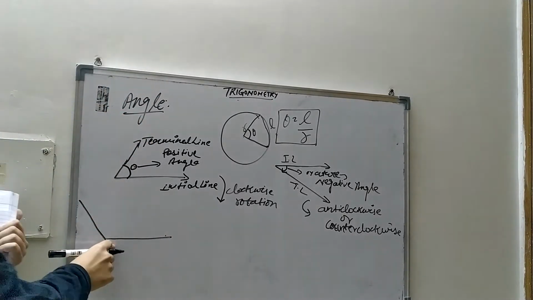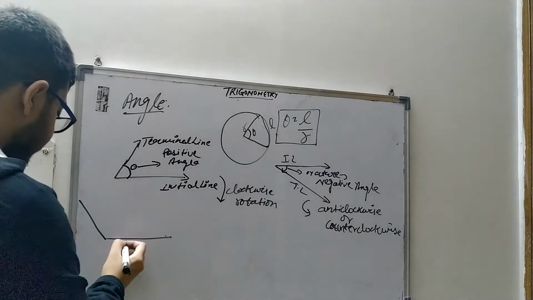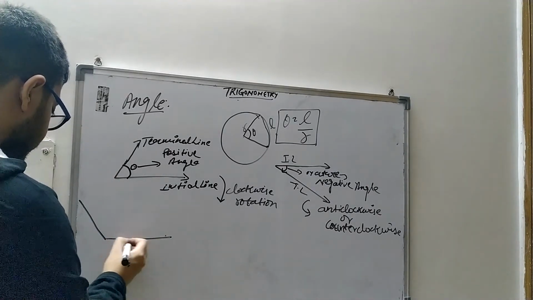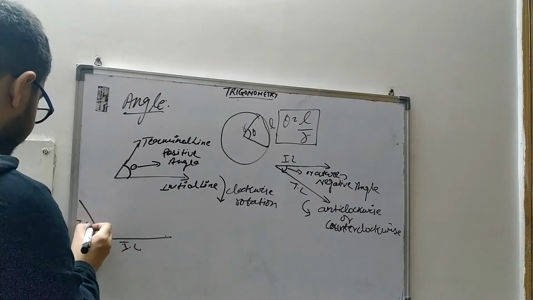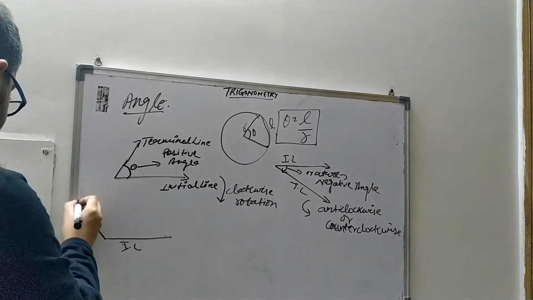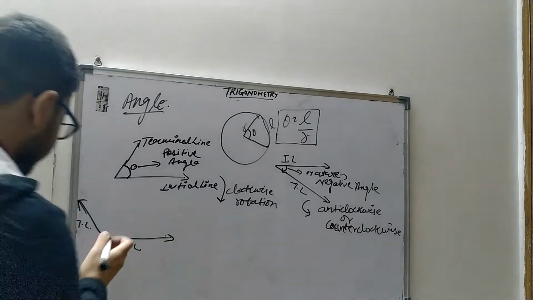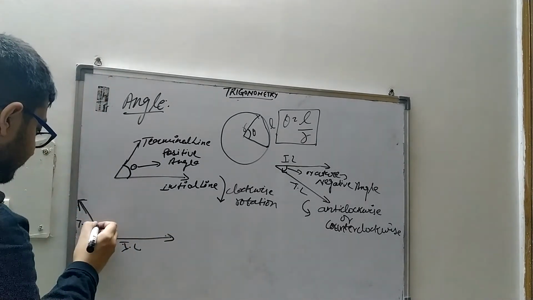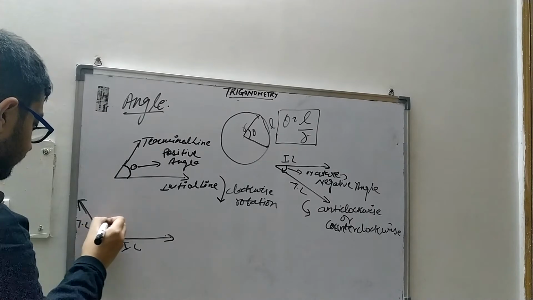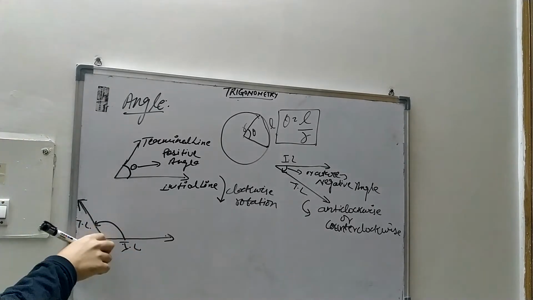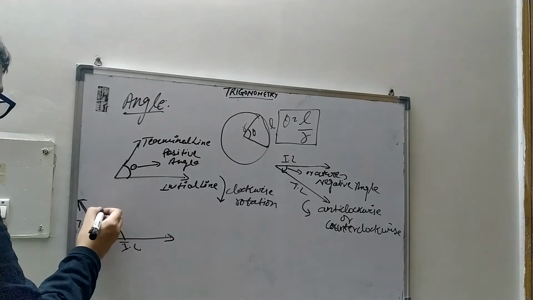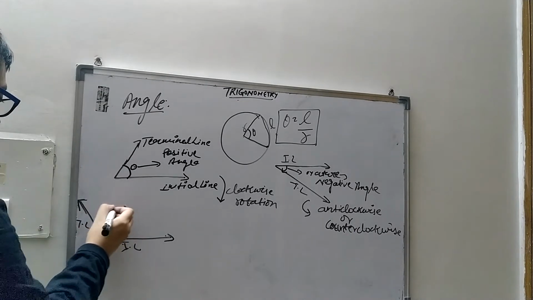Here, this is an initial line and the terminating line is here. And we swept angle theta here. So we swept angle theta here, then it will be greater than 90 degrees.